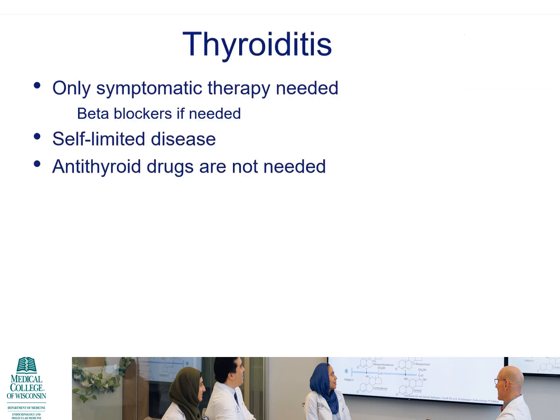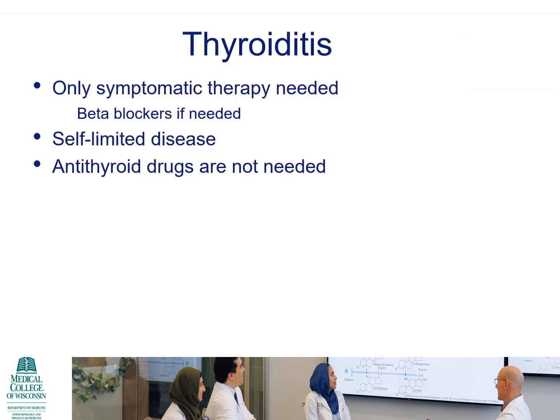And then finally, thyroiditis. So as I said, thyroiditis is self-limited. It only needs symptomatic treatment, so beta blockers. We don't use antithyroid drugs. We certainly don't give iodine or do surgery on these individuals, and they get better over the course of several weeks to several months. We generally monitor thyroid function about every month and make sure that their hyperthyroidism has resolved.